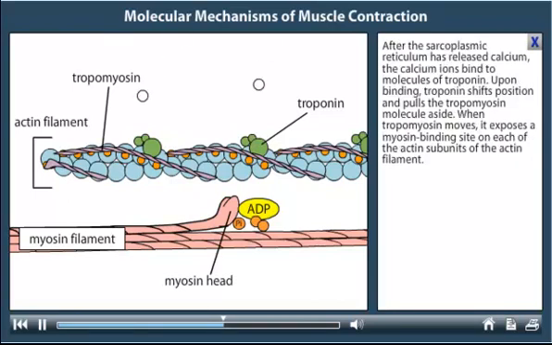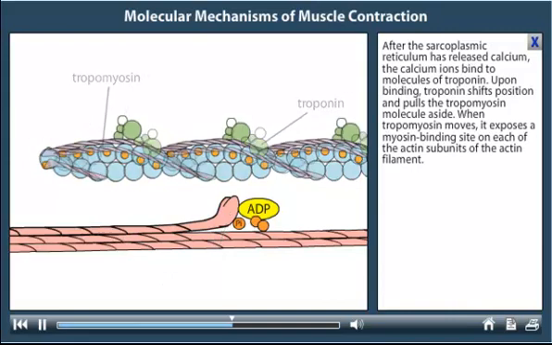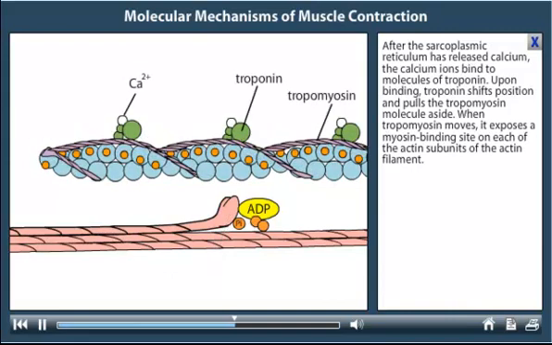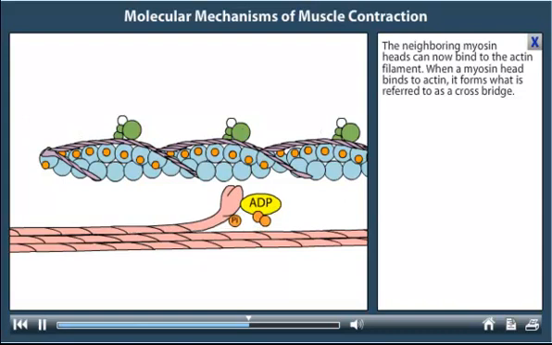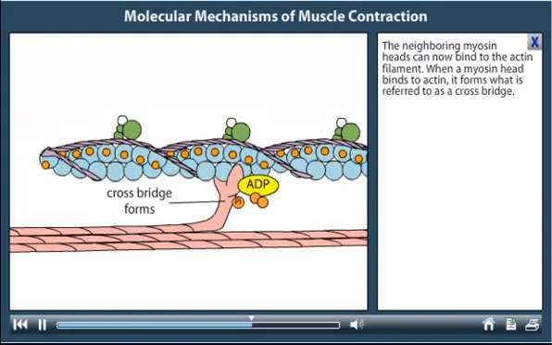After the sarcoplasmic reticulum has released calcium, the calcium ions bind to molecules of troponin. Upon binding, troponin shifts position and pulls the tropomyosin molecule aside. When tropomyosin moves, it exposes a myosin binding site on each of the actin subunits of the actin filament. The neighboring myosin heads can now bind to the actin filament. When a myosin head binds to actin, it forms what is referred to as a cross bridge.